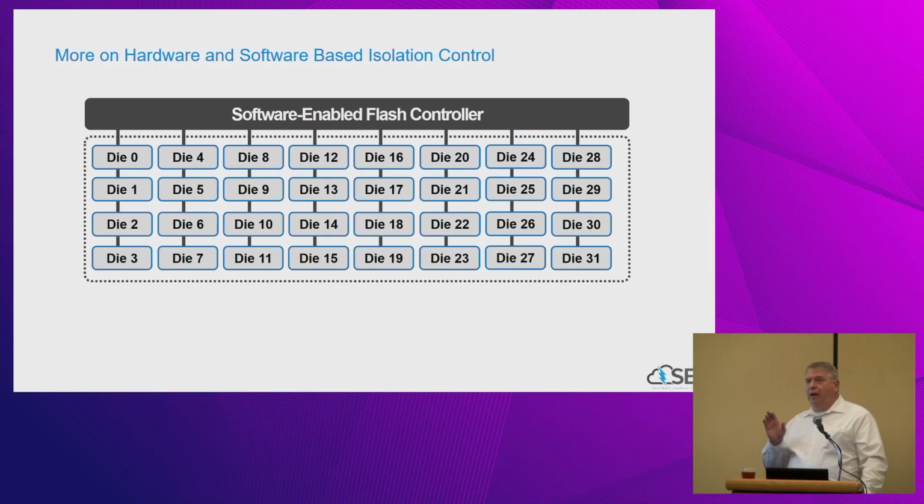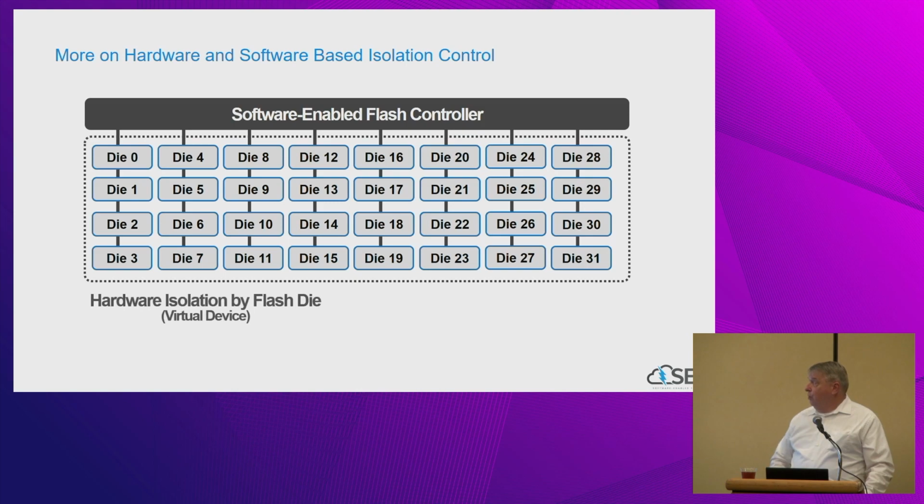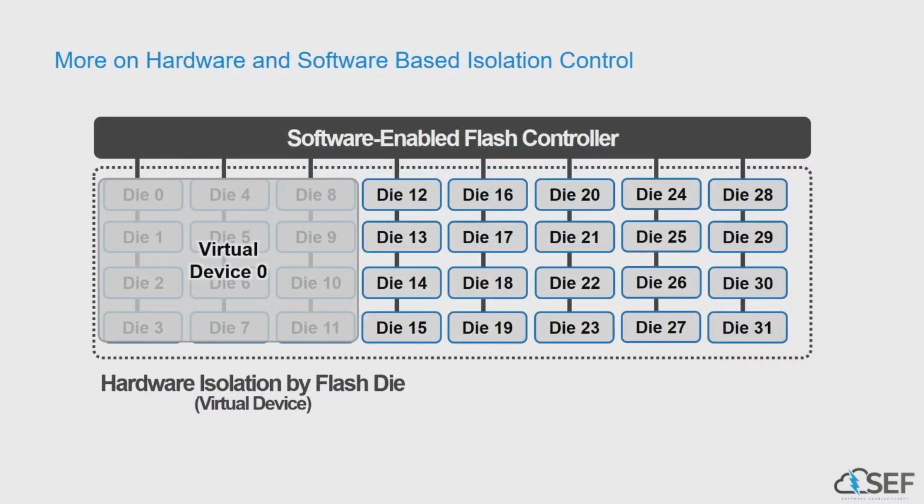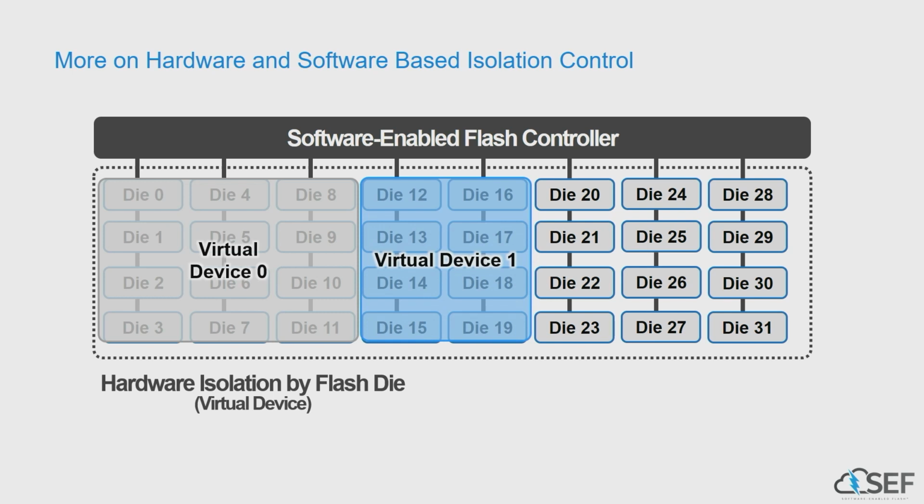So how does that die level and QoS domain level isolation work? Just a quick little animation for how it pulls together. Here is a 32 die device. Defining that hardware isolation says let's group some of these die together and we're calling that hardware isolated zone virtual device 0. And we can continue to go out and define that by defining more and more blocks of die into virtual devices. And the shape doesn't matter.